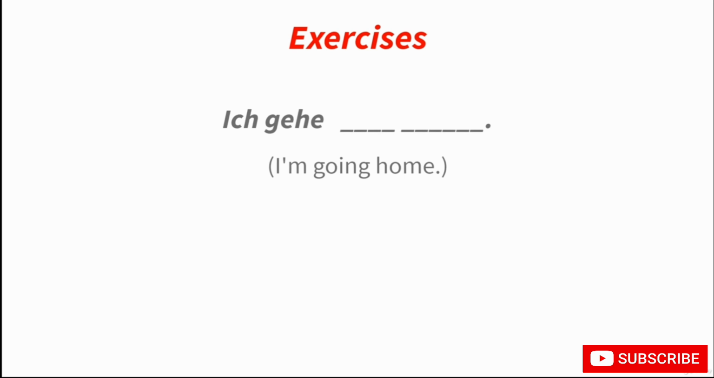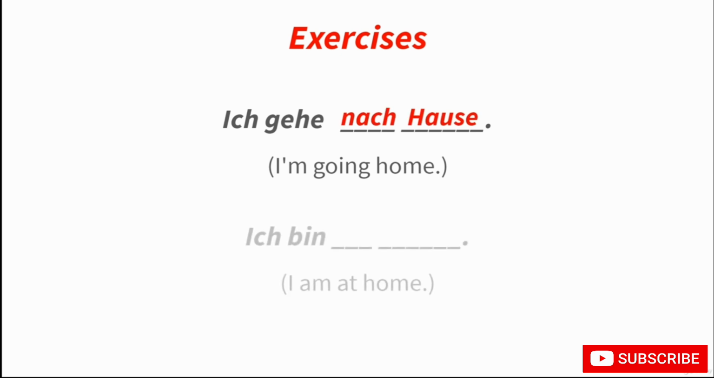Another one, I'm going home. The answer is nach Hause. There's a direction here. Another one, ich bin, which means I am at home. Let's check it out. Zu Hause. Why? Because zu Hause means at home. It gives location.